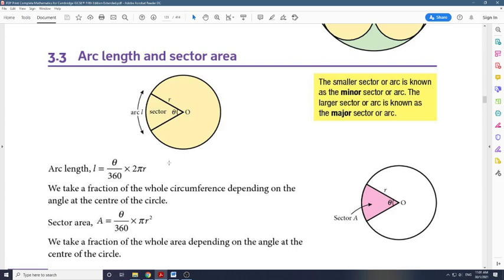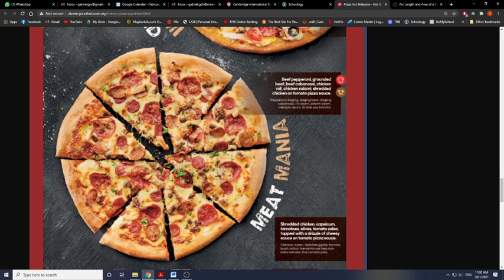So remember, circumference is the length, and arc is just a part of the circumference, whereas sector is area. The area of a circle is pi r square, so sector is a portion of the area. Now if you're getting confused by all this, let's look at an analogy.